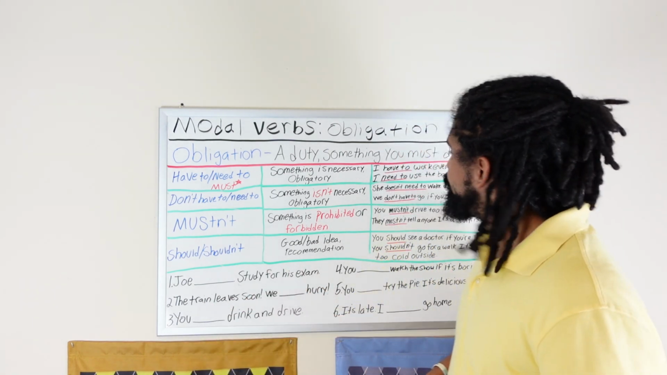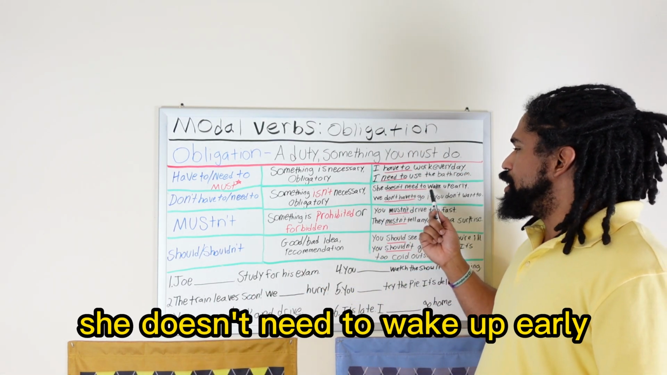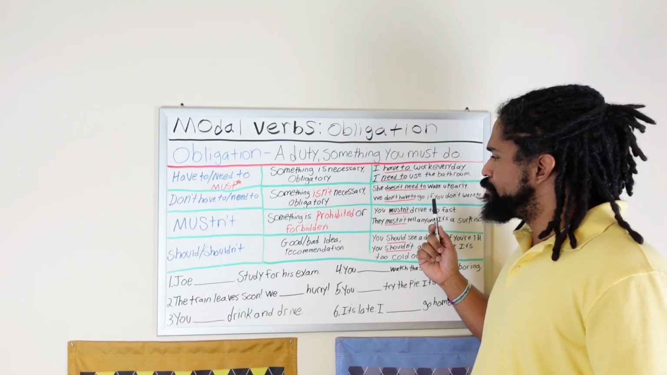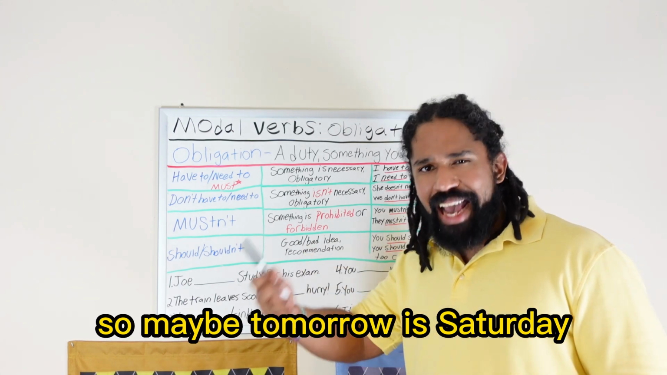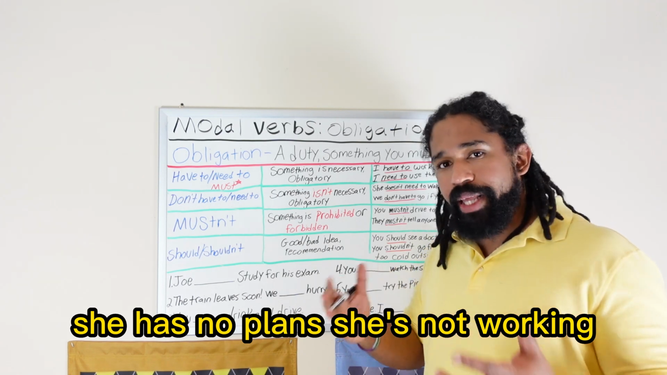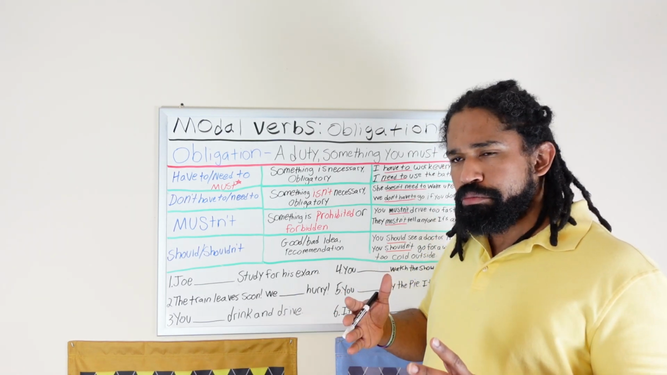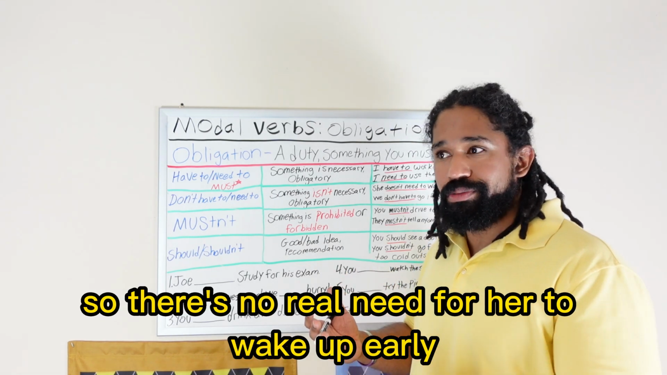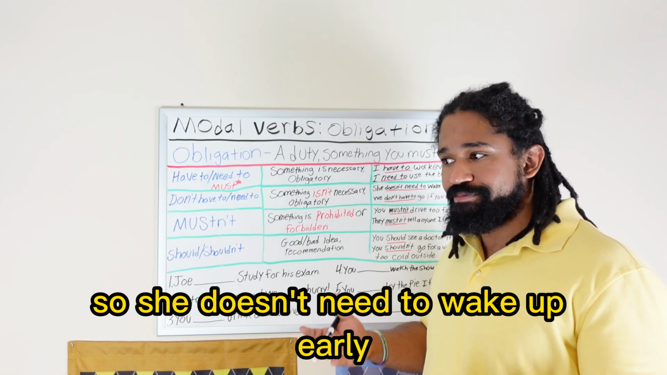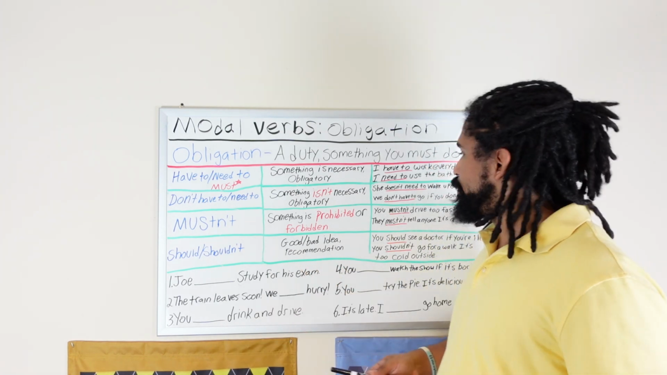As an example, she doesn't need to wake up early. So maybe tomorrow is Saturday. She has no plans. She's not working. So there's no real need for her to wake up early. So she doesn't need to wake up early.